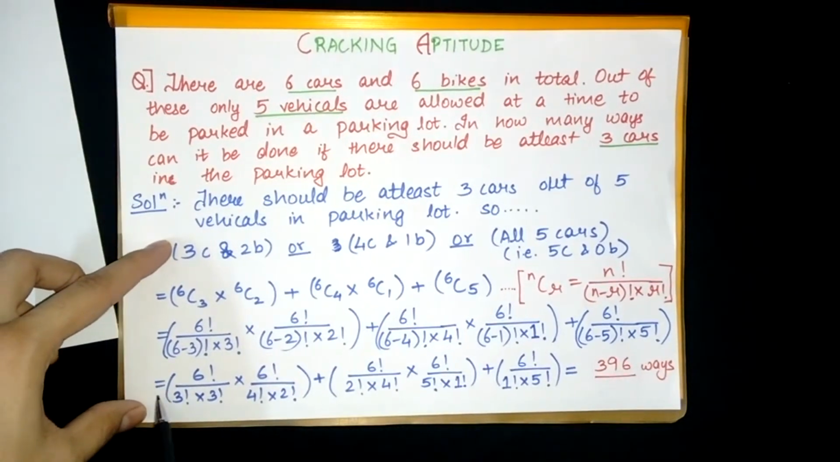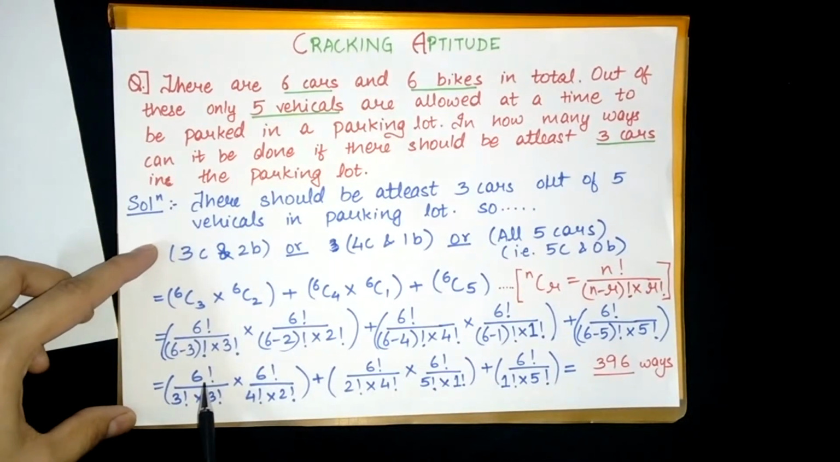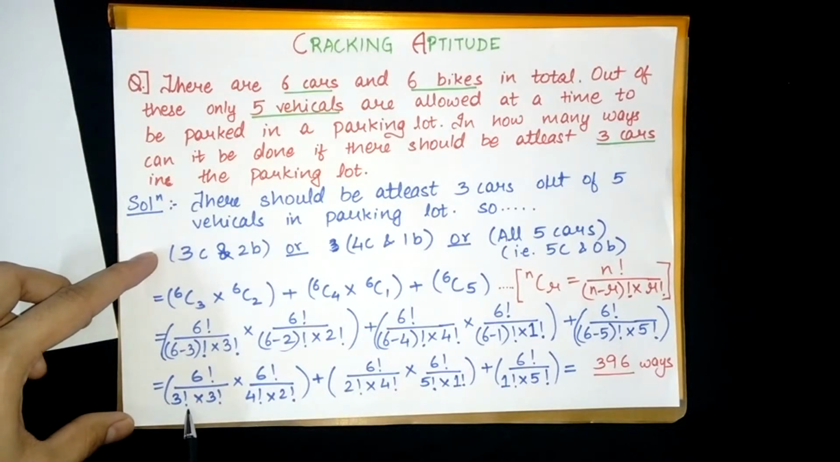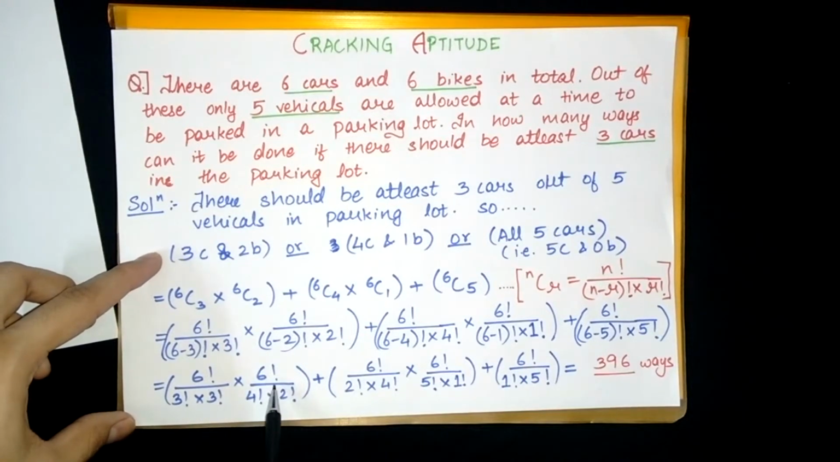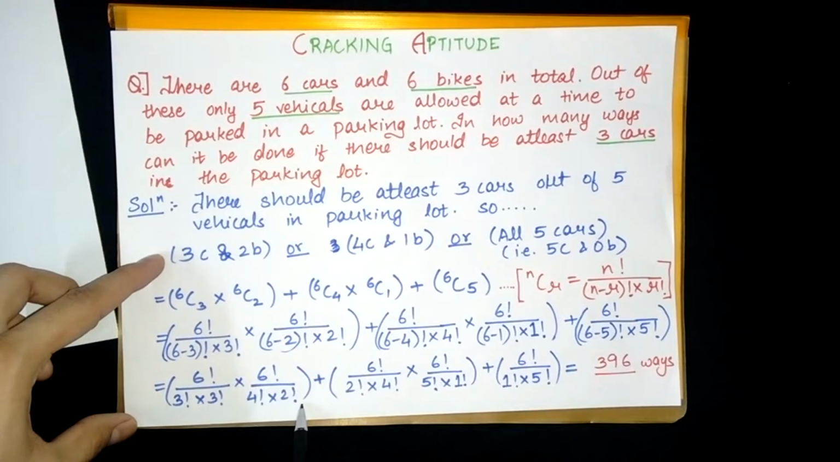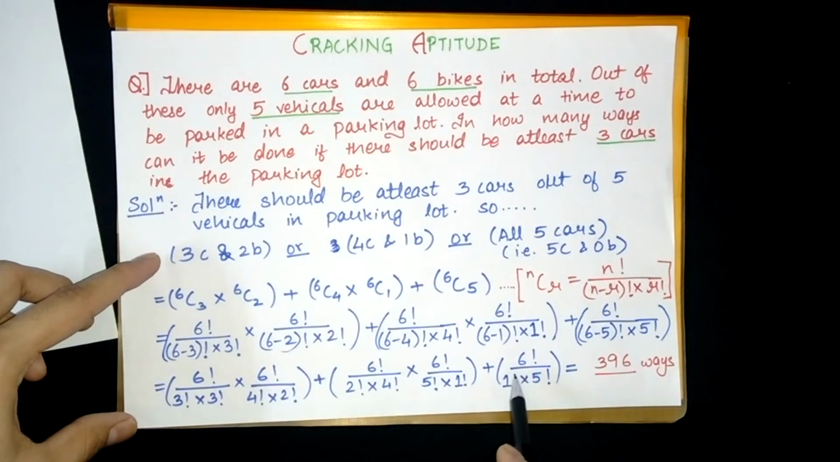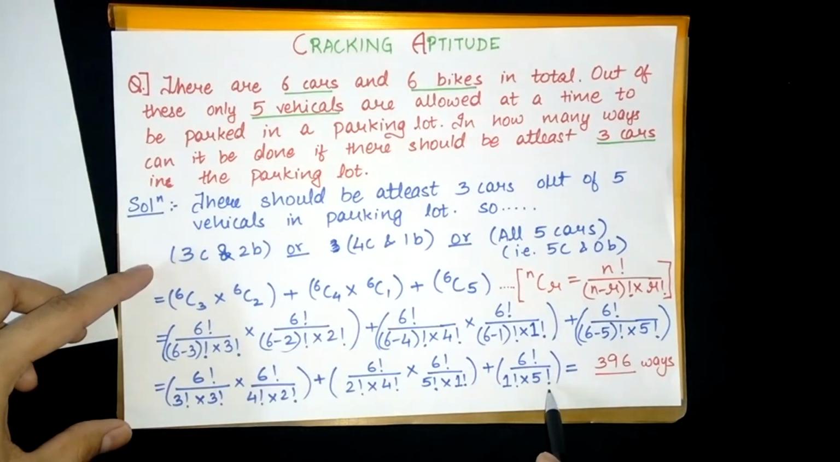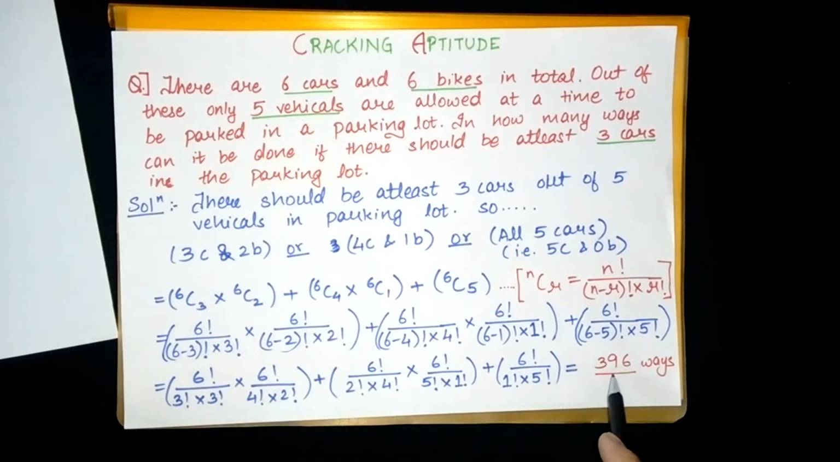The whole can be written as 6 factorial divided by 3 factorial into 3 factorial, into 6 factorial divided by 4 factorial into 2 factorial, plus 6 factorial divided by 2 factorial into 4 factorial, into 6 factorial divided by 5 factorial into 1 factorial, plus 6 factorial divided by 1 factorial into 5 factorial. Now when you solve this, we get 396 different ways.